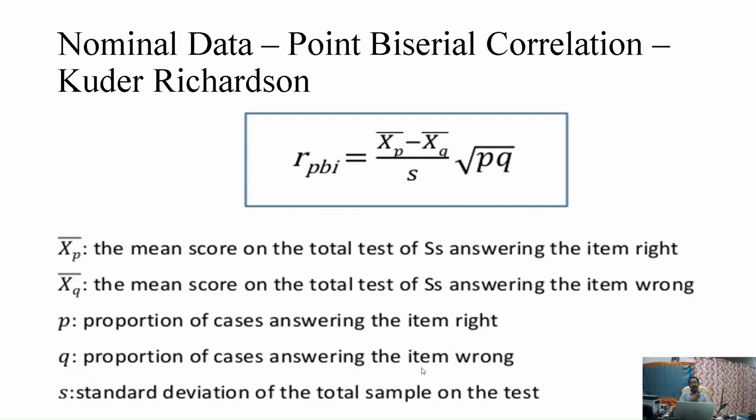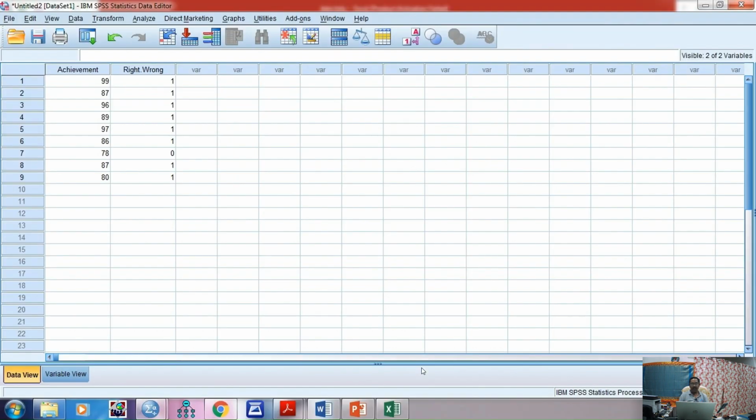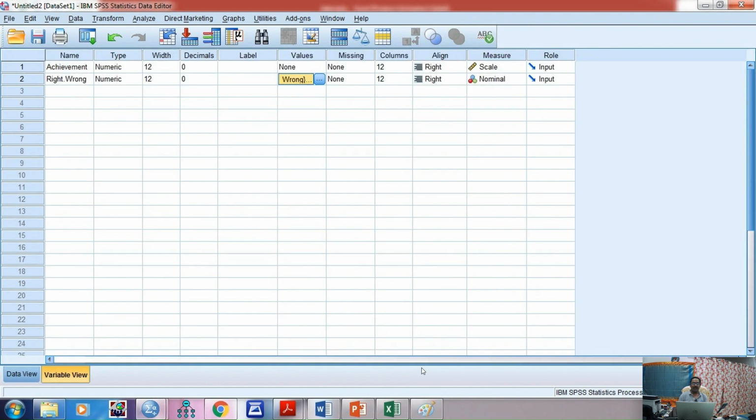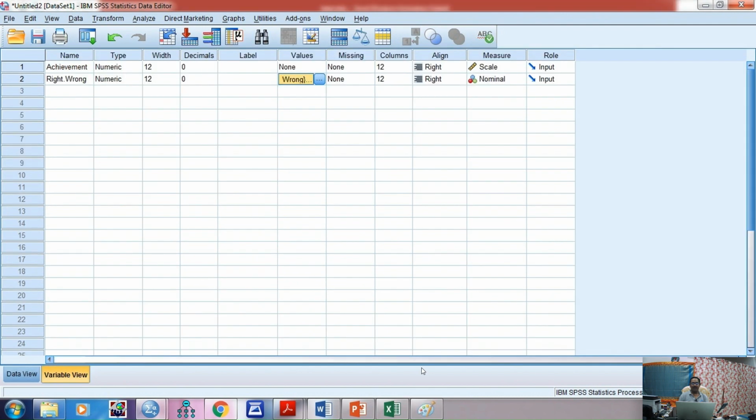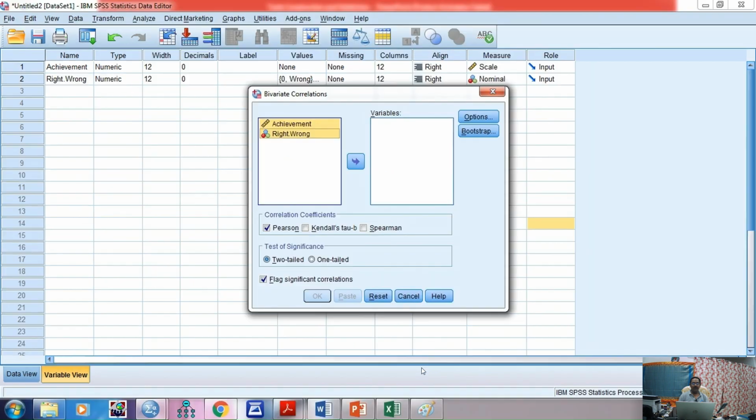If we have nominal data, not interval or ratio, we have to go for point biserial correlation. If the scale possesses an achievement score and also right or wrong questions, and you want the correlation between the achievement and the right or wrong questions, then this is the variable view and this is the data view. For example, we have taken 10, and then correlate, bivariate.